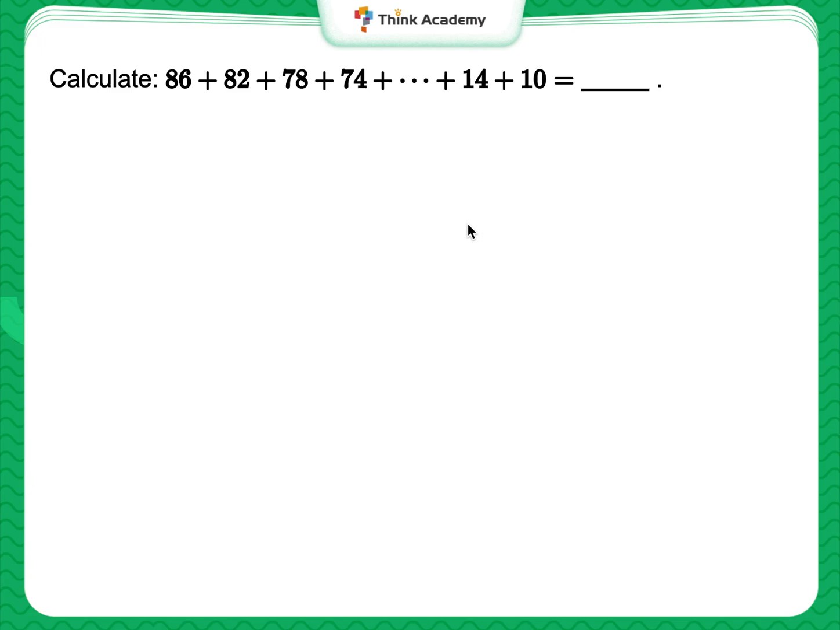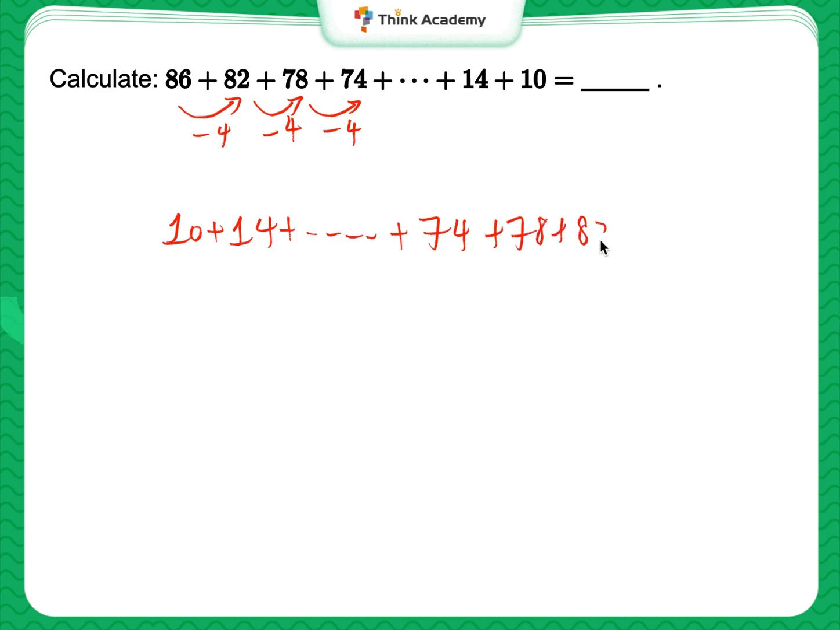Now, the next one is an arithmetic progression question. So we can see that in this number sequence, each term has a difference of 4, right? But then, unlike many other questions, you can see that this arithmetic progression is going down. But it doesn't really matter. Even if it is going down, of course, we know that we can write it the other way around, right? So why don't we just write them like 10, 14, all the way up to 74, 78, 82, 86. Of course, that would be fine.